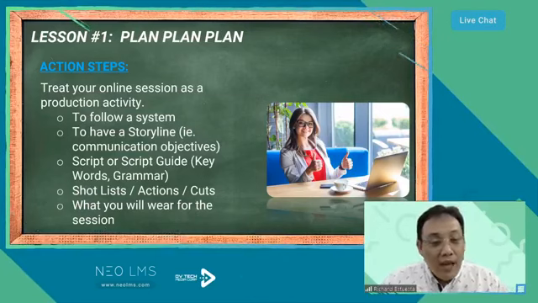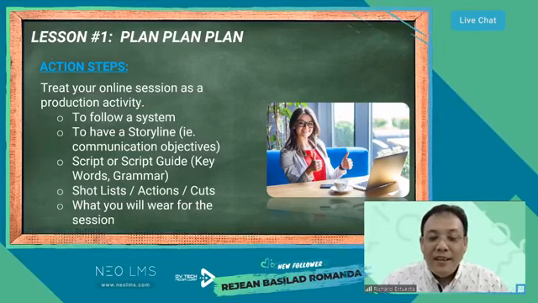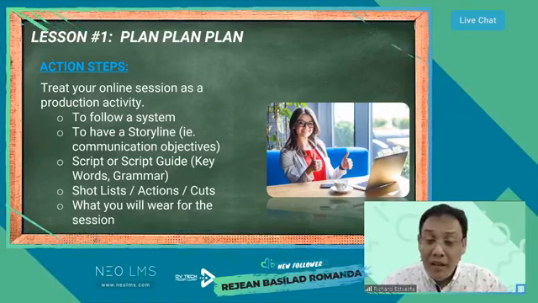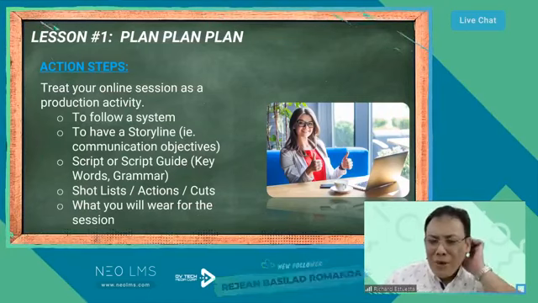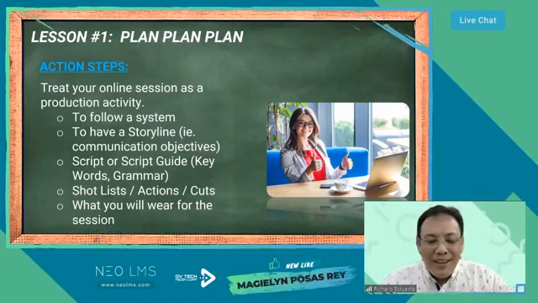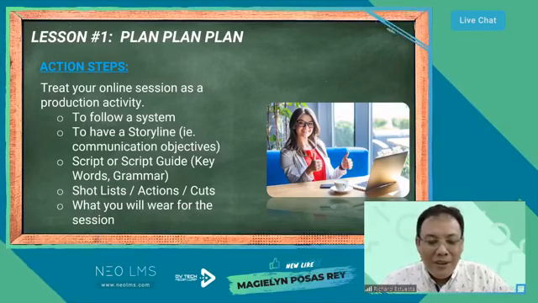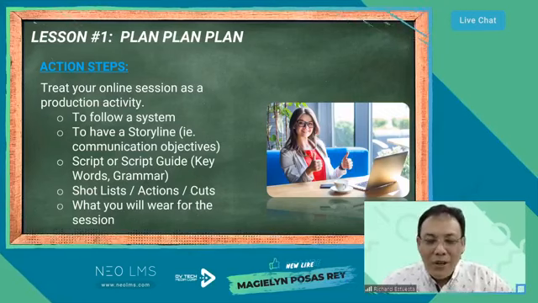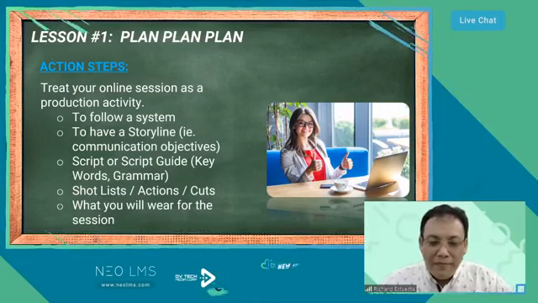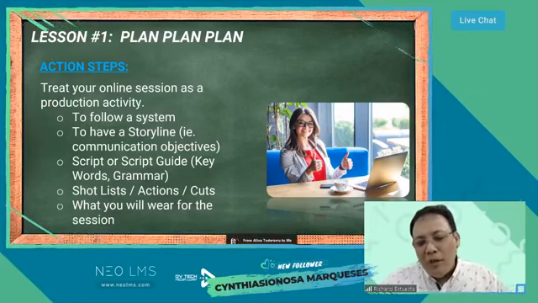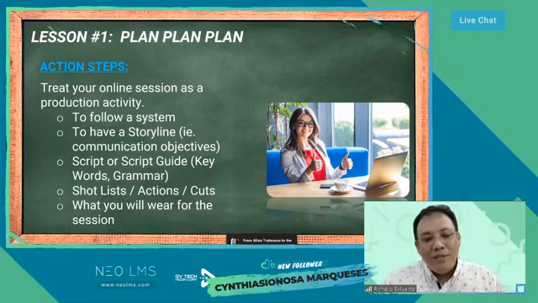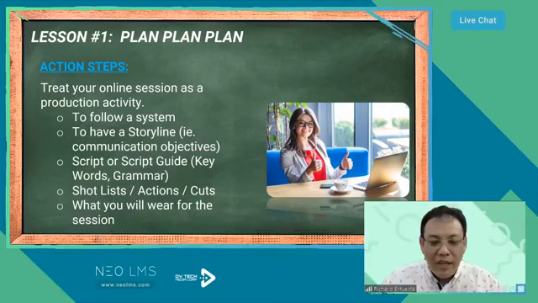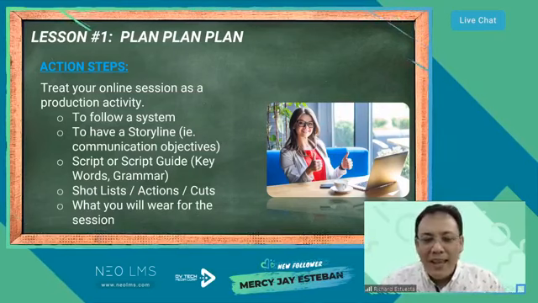Number 2, to have a storyline. Basically, you just really have to identify your communication objectives for that lesson. It would be helpful to have a script guide, just some keywords, making sure that you are able to properly say the grammar or the sentences. Have some shot list if you're going to be doing some action shots, or try to understand what cuts you will be doing. What you will wear for the session is also very important. For example, if it's a preschool, once in a while have something colorful. And again, these are the things that you actually plan ahead.